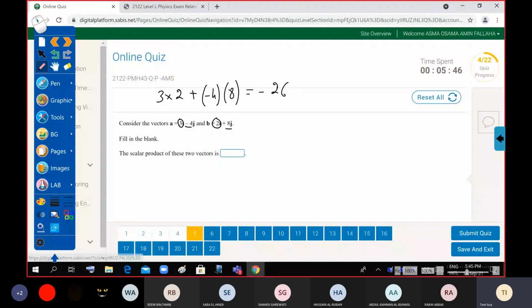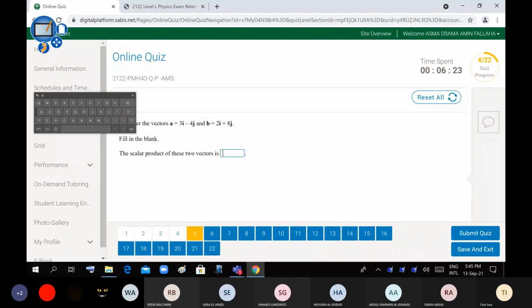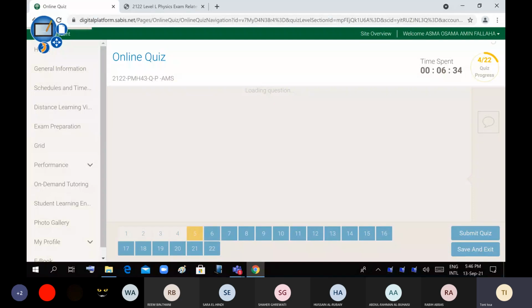This is the answer. Okay, so not i or j, you keep i and j without anything. So here, 3 times 2 plus minus 4 times 8, you will get minus 26.